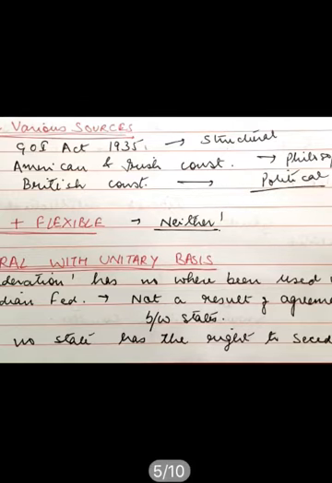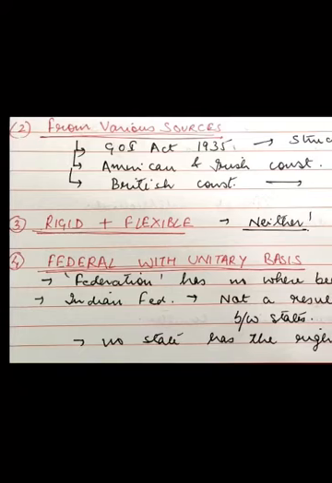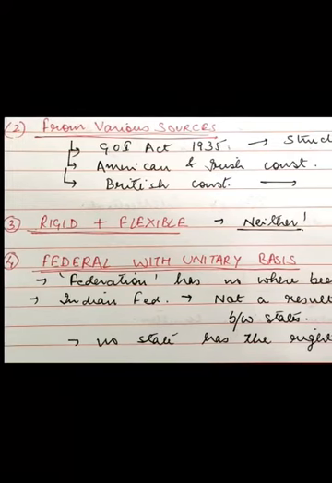For example, from the British Constitution it has borrowed the parliamentary government, the rule of law feature, the citizenship, the cabinet system. From the Irish Constitution it has borrowed the DPSP part. From the Australian Constitution it has borrowed the concurrent list, the freedom of trade, commerce and intercourse. From the French Constitution, the republic and the ideals of liberty, equality and fraternity in the preamble, and so on. This is the second point.